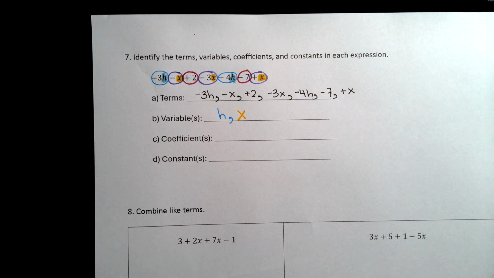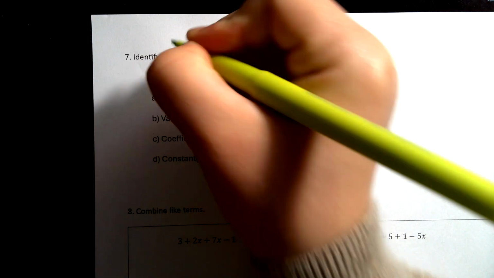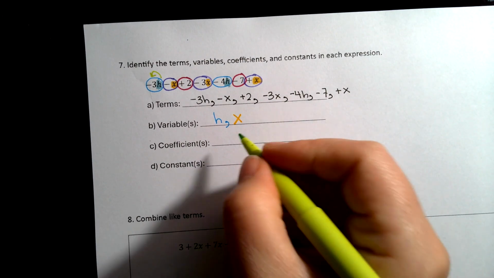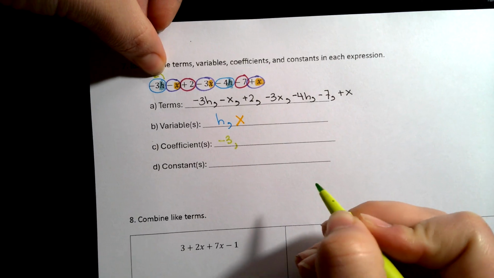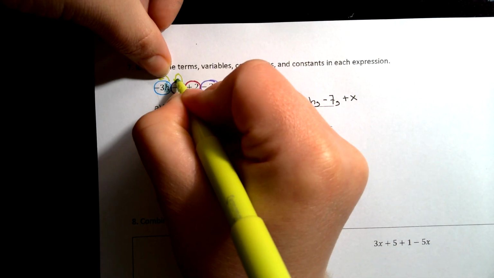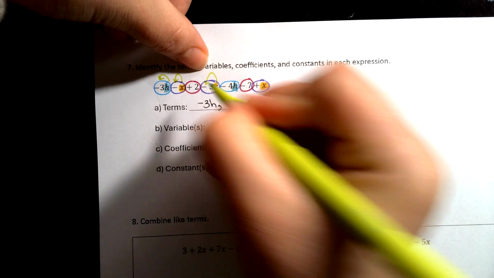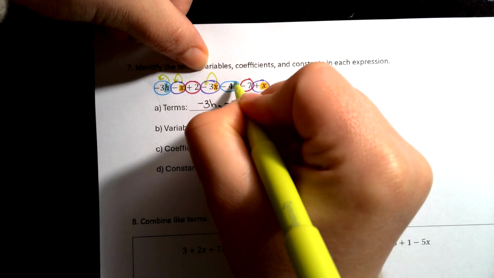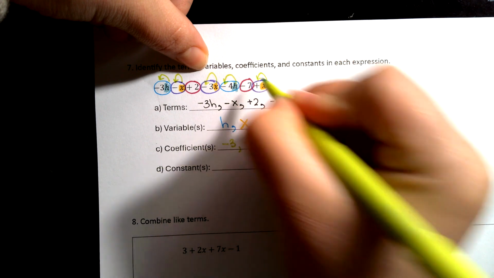Next, we have our coefficients. So let's look at our variables. And with our variables, we're going to go in front of our variables and write out those coefficients. So h has a -3. x has 1 negative or 1 minus. x has a -3. h has a -4. And x has 1 plus.